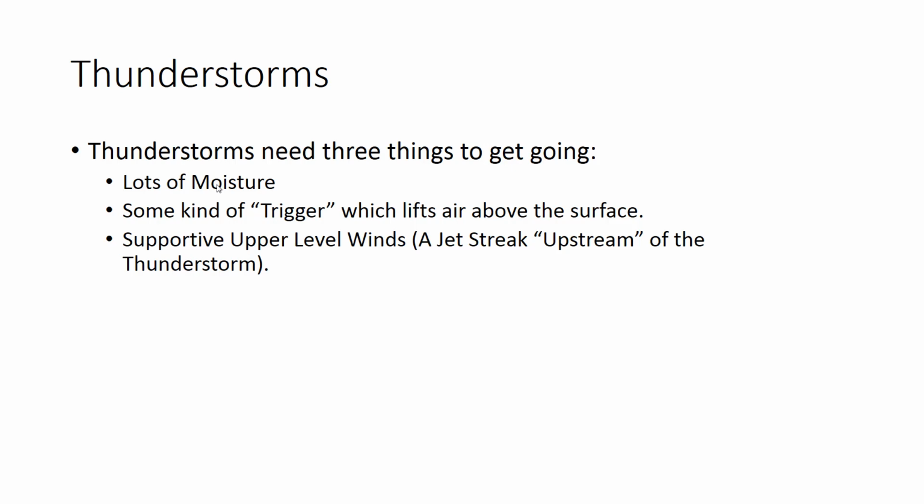Then you need some kind of trigger mechanism, something that takes all of that moisture and pushes it up into the atmosphere so that it can condense into giant cumulonimbus clouds. And then the last thing you need is some kind of supportive upper level winds. And this is important because this allows that trigger to be enhanced. And usually what we look for as meteorologists is what's called a jet streak. Basically a portion of the jet stream that has even faster than typical winds blowing in it.